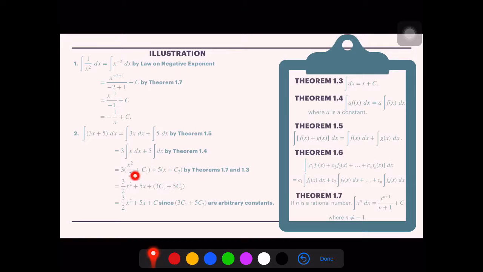Don't forget that we are to multiply 3 to the antiderivative of x. That's why we have parenthesized x squared over 2 plus c1. As for the next part, that would be 5 times the antiderivative of dx. So using theorem 1.3, the antiderivative of dx will just be x plus c. In this case, we are to use c2 for the constant.